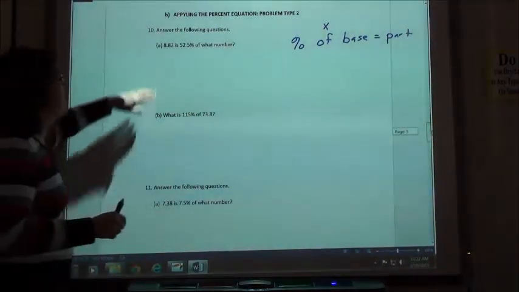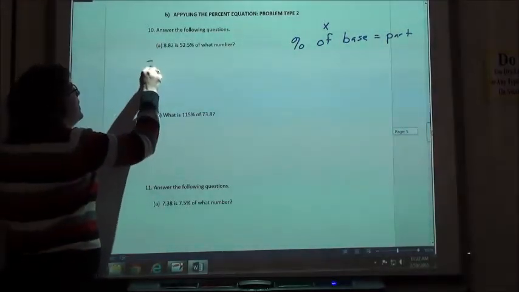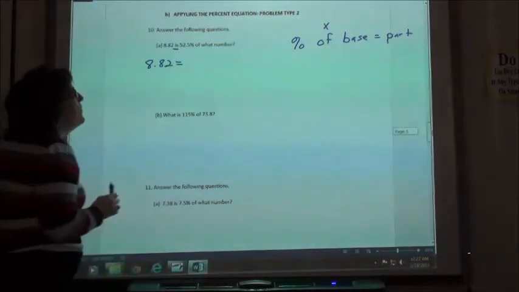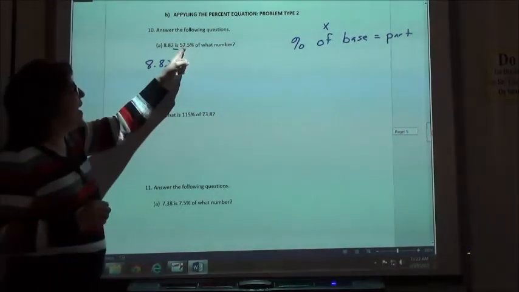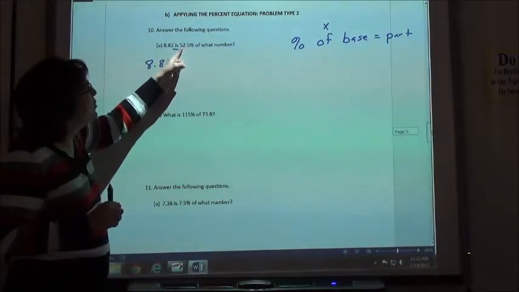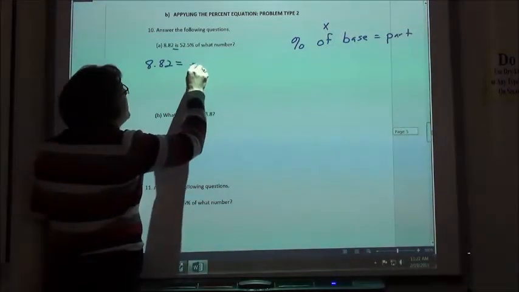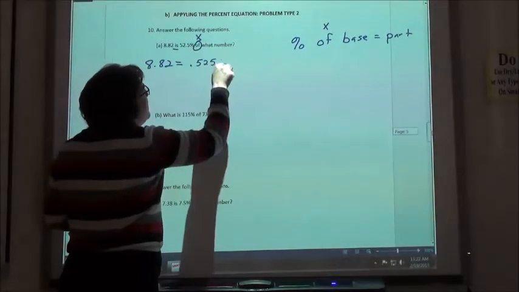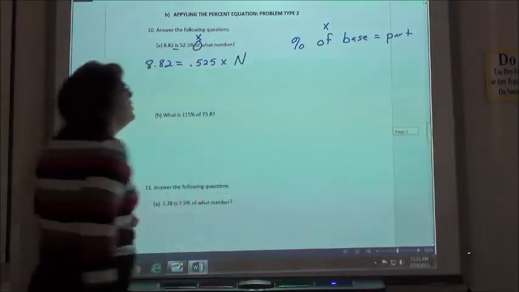So translating 8.82 equals 52.5%. As a decimal, we move our decimal back 2 places. So 0.525 of means times what number? I'm going to use n for what number?